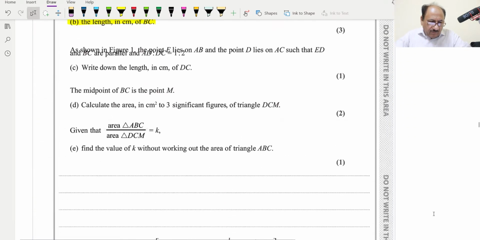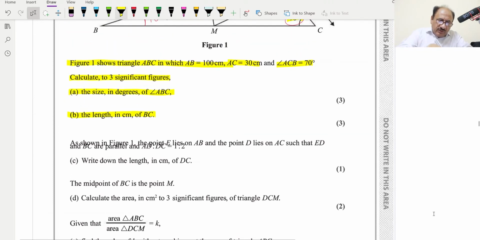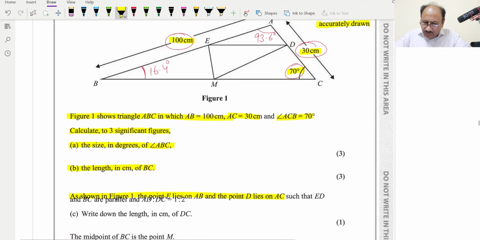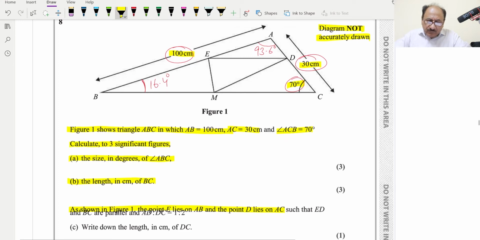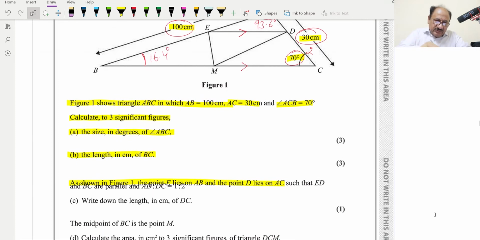Then they are saying for part B, as shown in figure 1, the point E lies on AB, the point D lies on AC such that ED and BC are parallel. So this line is parallel to this line, and AD ratio DC is 1 ratio 2. So this is 1 and this is 2. The target is to write down the length in centimeters of DC.